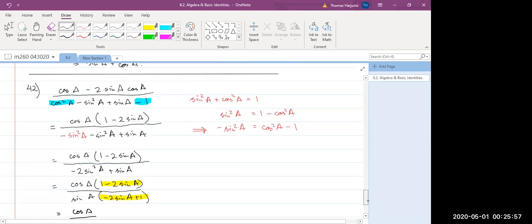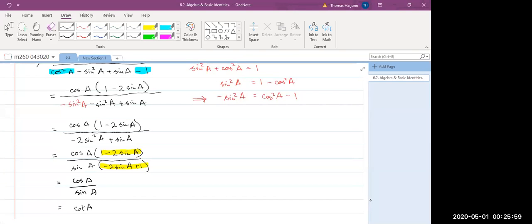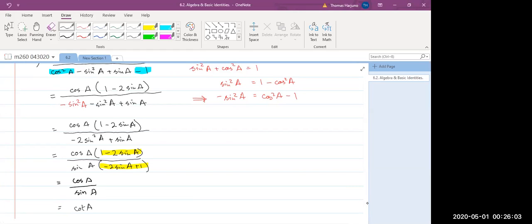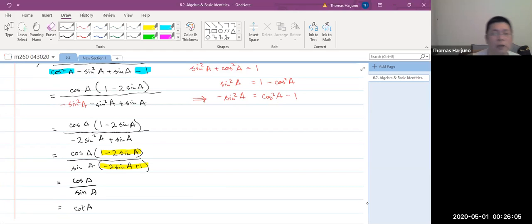The book said to leave it in terms of cosine and sine. Okay, if you leave it in terms of cosine and sine, then you can stop here. I happen to see that that is a special ratio, so I go on to call that cotangent.